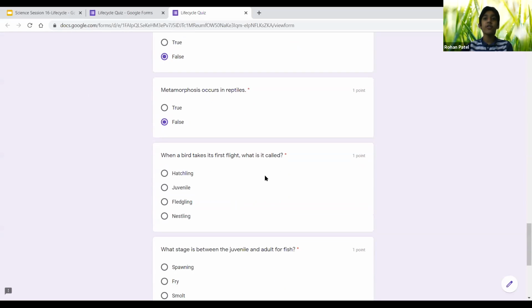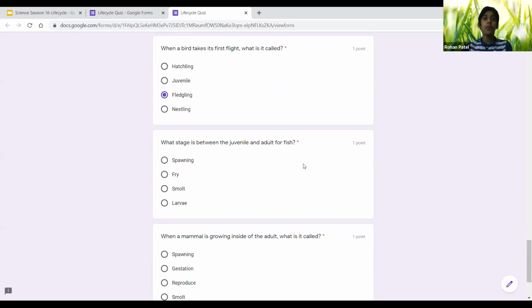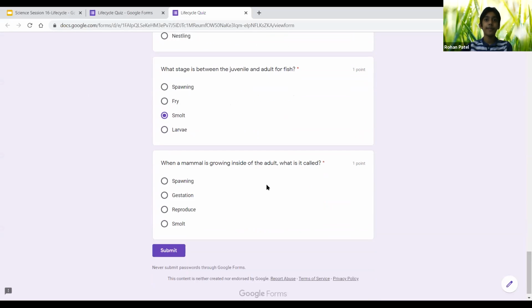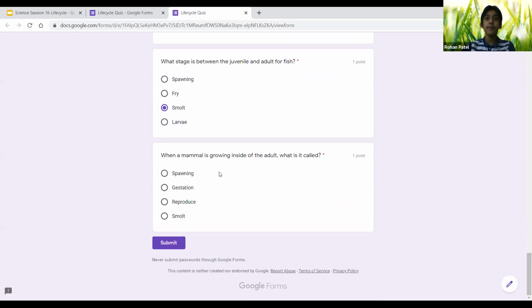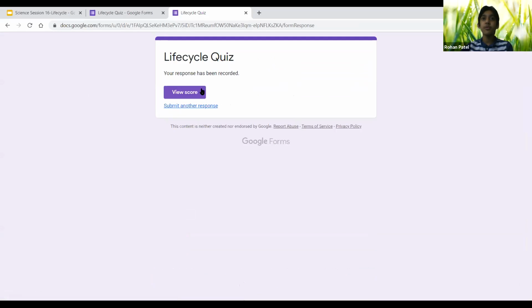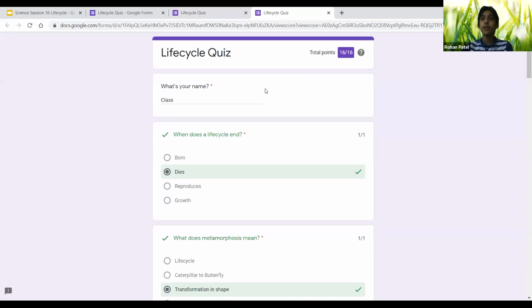When a bird takes its first flight, what is it called? It is called a fledgling. What stage is between the juvenile and adult for fish? The answer is a smolt. And last question, when a mammal is growing inside of the adult, what is it called? The answer is gestation. Let's make sure we have 100%. Okay, got 100% on the quiz.